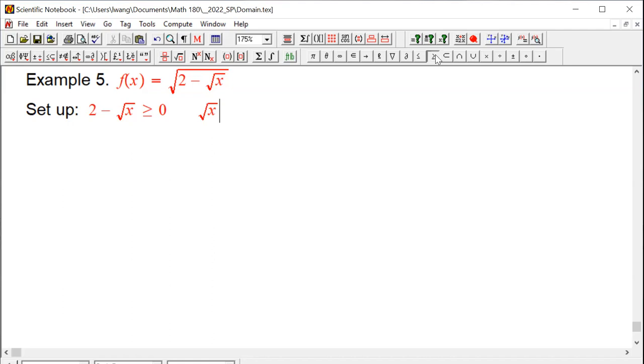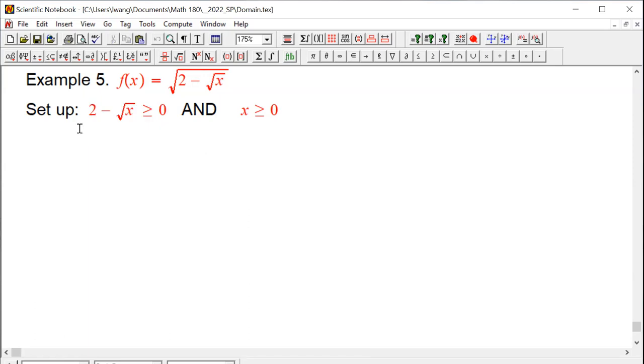For this piece, it has an entity underneath the square root. So this x has to be greater than or equal to 0 as well. And to connect them, we have to connect them by and. So both must be satisfied. And this inequality is already solved. We just have to solve this inequality.